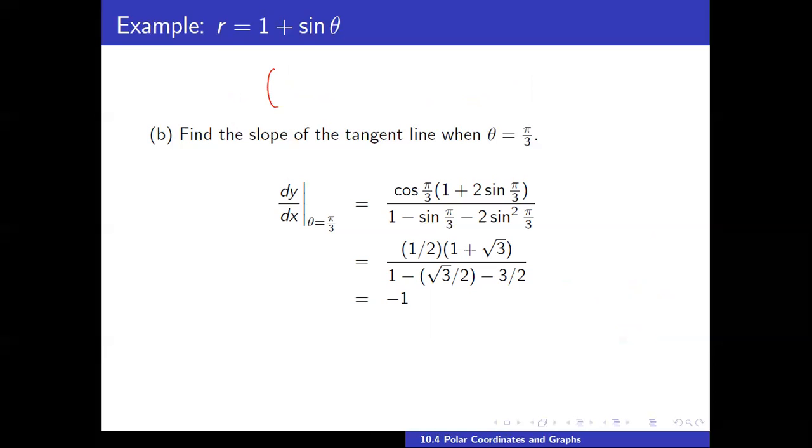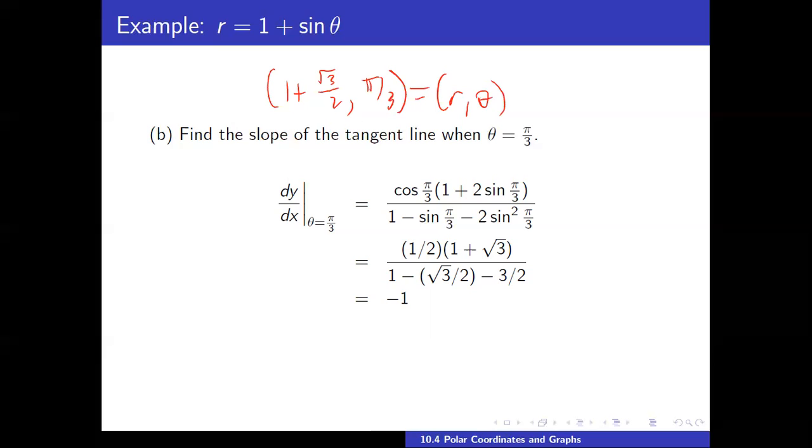Oops, I erased that. It's 1 plus square root of 3 over 2, pi over 3. That's our r comma theta that we're sitting at. The slope is minus 1. I know the point and I know the slope. I could write down the equation of the tangent line if I were so inclined.